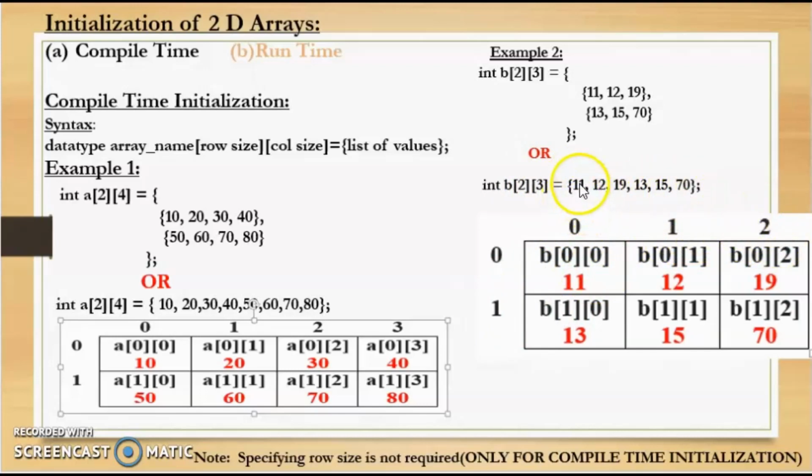That is, the first element 11 will be stored at B of 0 0. Then the second element 12 will be stored at B of 0 1. Third element 19 will be stored at B of 0 2, and similarly the other elements.